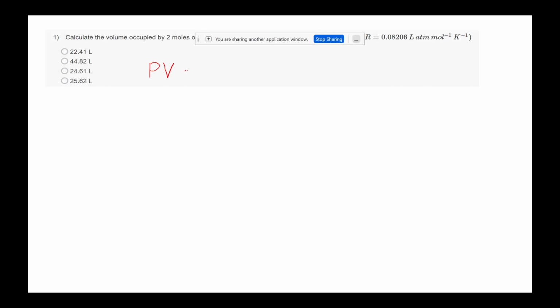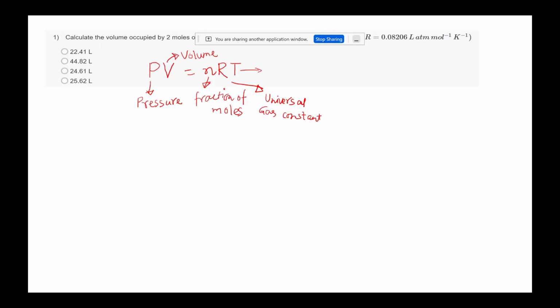This is PV equals nRT. P is pressure. I'm audible, right? Yes, sir. V is volume, n is the number of moles, and T is temperature.